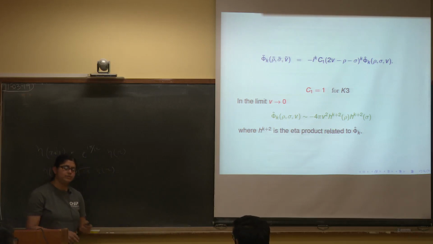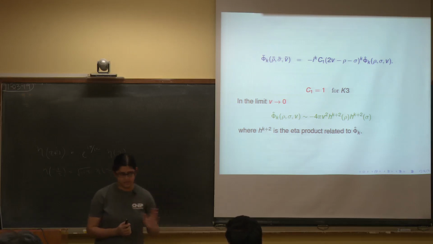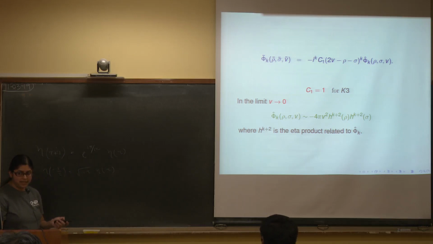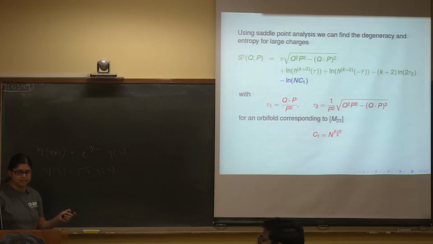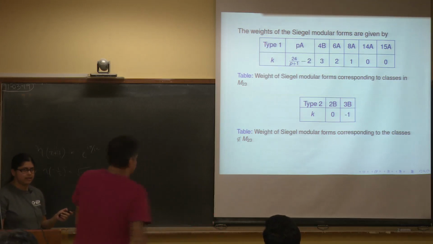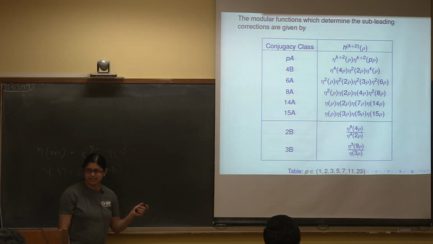But C1 was computed earlier? No, see, there is a constant, this was known, but C1 was never computed before. And C1 is actually very important, as we will see here in the next. The weights K are like these, and I won't go into details, and these are the eta products for the H that we have written.